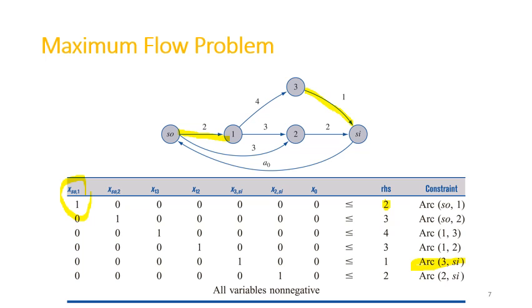You see here from 3 to sink, it cannot exceed the capacity of the arc, which is 1. So whatever is flowing from 3 to sink cannot exceed 1. And then you put 1 here because it corresponds to the flow from 3 to sink. So these are the upper bounds for every arc in the network. And then we also say that all variables must be non-negative. 0 is okay, but negative is not allowed.